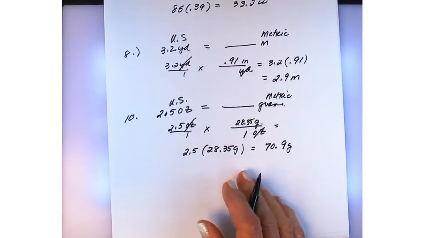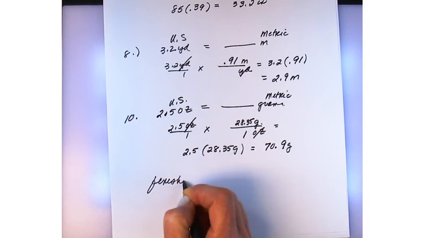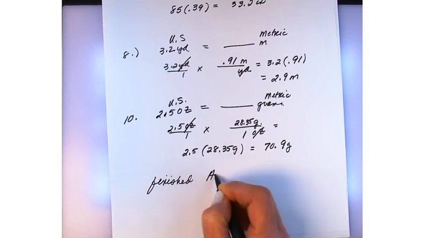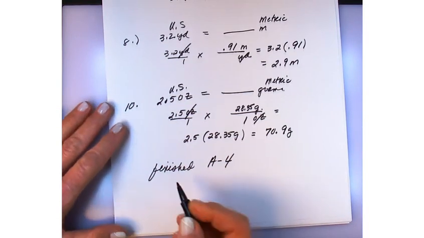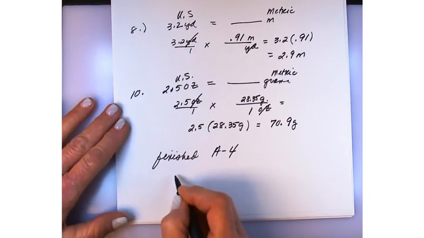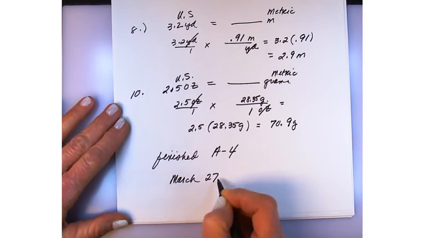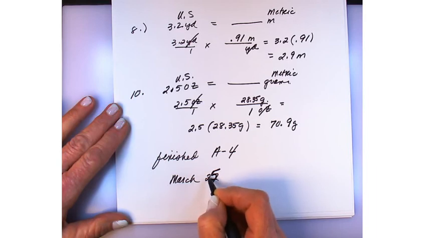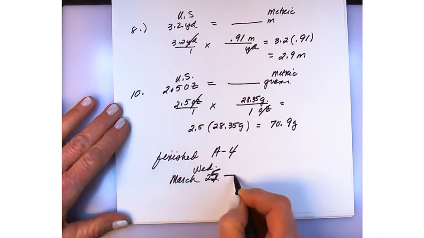Okay, we finished A4, and this was what we did for March 27th. It was the Wednesday. No, it would be the 25th. So Wednesday the 25th.